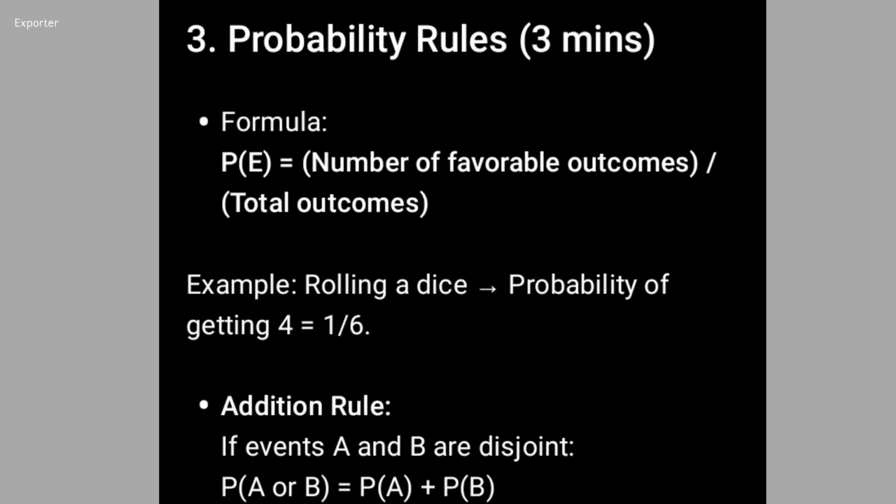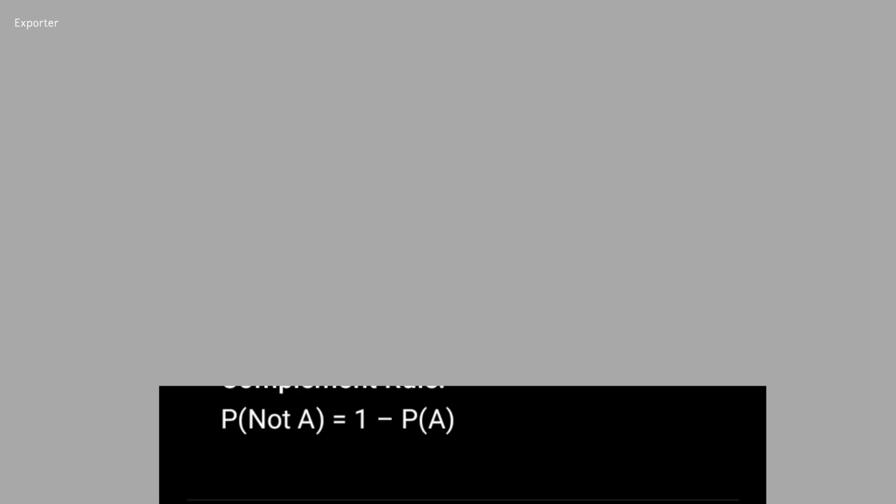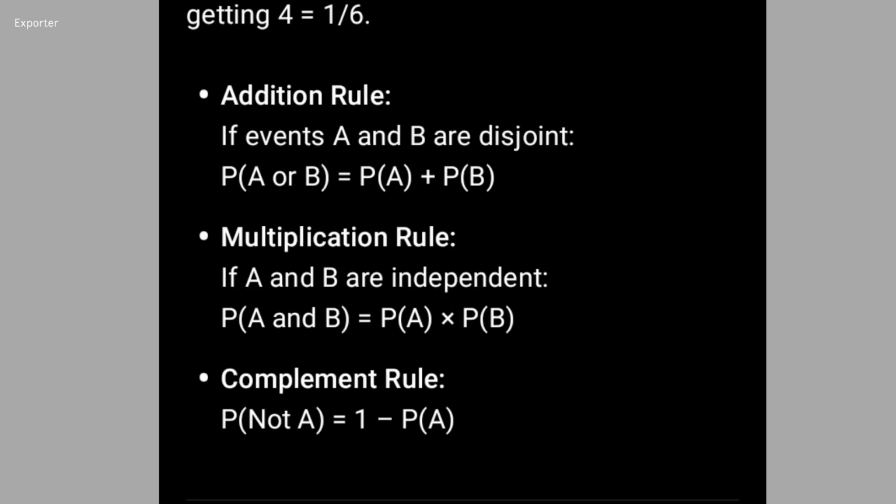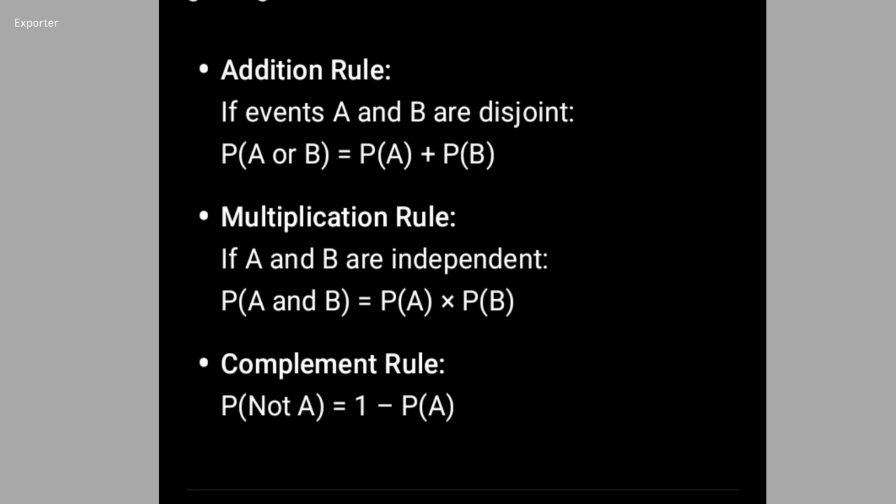3. Probability rules. Formula: P equals number of favorable outcomes divided by total outcomes. Example: rolling a dice, probability of getting 4 equals 1/6. Addition rule: if events A and B are disjoint, P(A or B) equals P(A) plus P(B). Multiplication rule: if A and B are independent, P(A and B) equals P(A) times P(B). Complement rule: P(not A) equals 1 minus P(A).